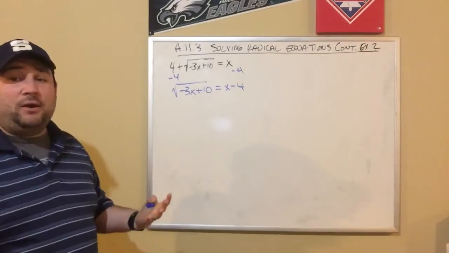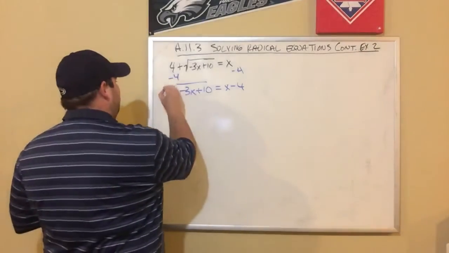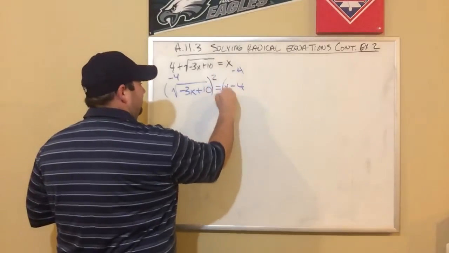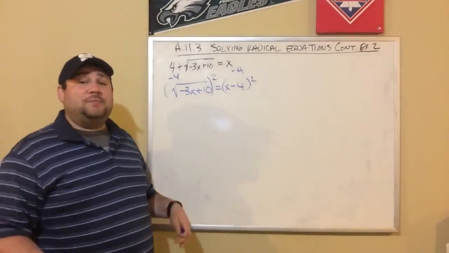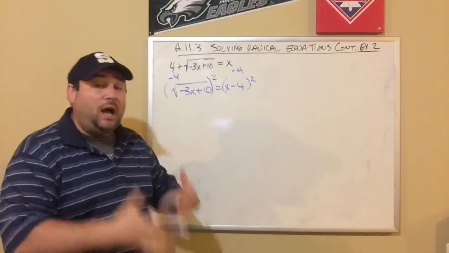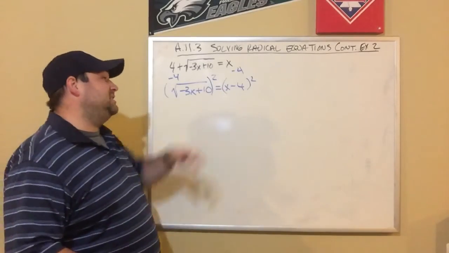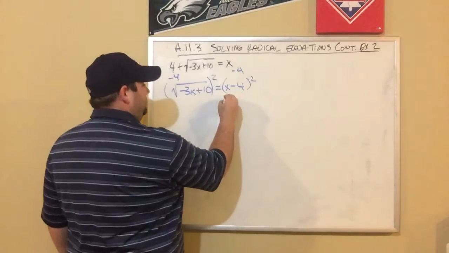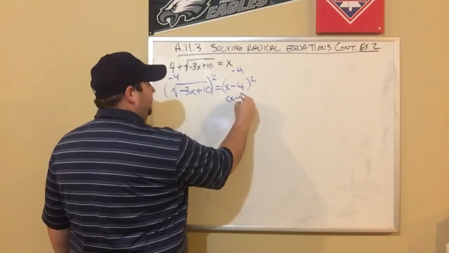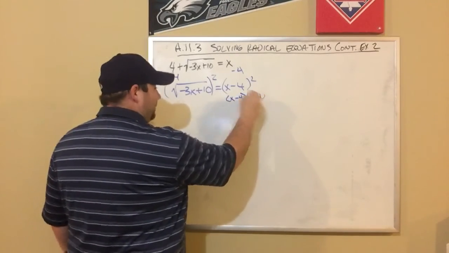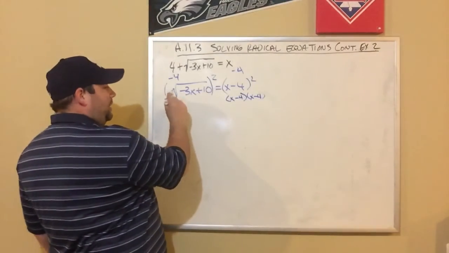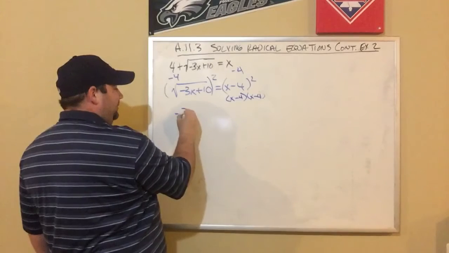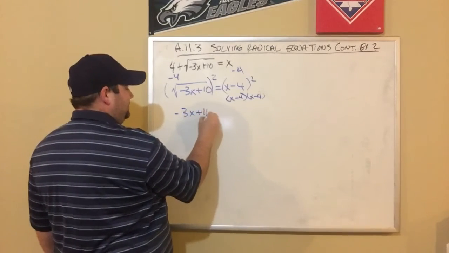I'm just going to square both sides. I'm not going to rewrite this whole thing. So I'm going to square that, and I'm going to square this side. Remember, I'm not squaring x and squaring negative 4. I'm squaring the quantity of x minus 4. So that means, to remind you, I'm going to do x minus 4 times x minus 4. That's what x minus 4 in parentheses squared means. So over here, the square root and the square cancel out. So I just have negative 3x plus 10.